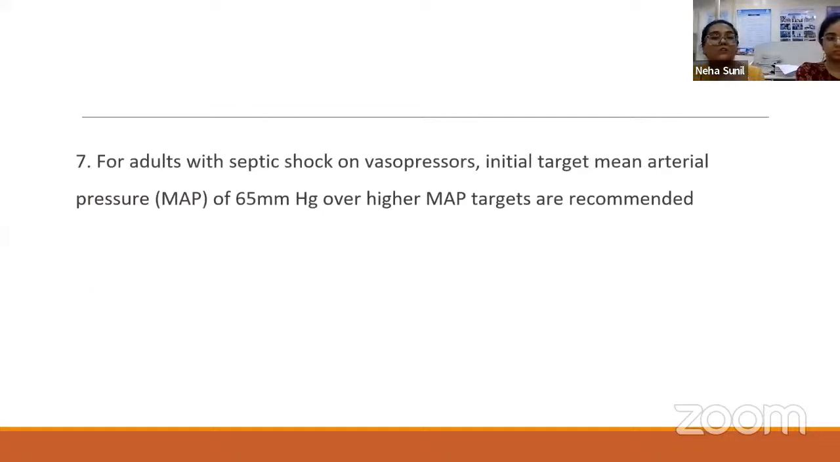For adults with septic shock on vasopressors, an initial target mean arterial pressure of 65 millimeters of mercury over higher mean arterial pressure targets is recommended. There were trials which did compare targets of 65 to 75 to 80 to 85, and they found there's no difference in mortality. And there are trials where the elderly, 65 years and above age group, was given permissive hypotension with a MAP target of 60 mmHg and found that there's no harm. Since there's no advantage with higher values and there's no harm with a value of 60, they've recommended that we use 65 mmHg as a target.